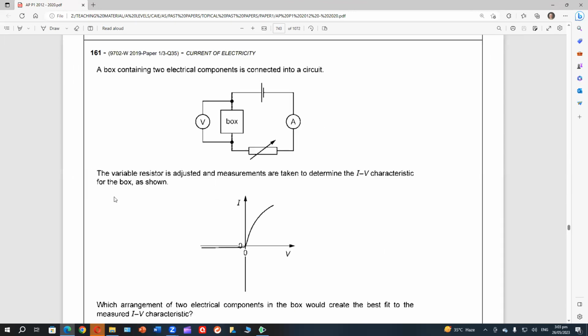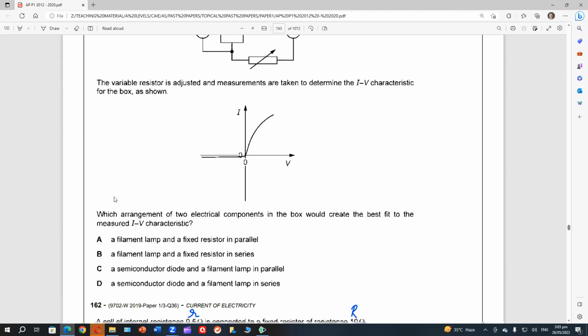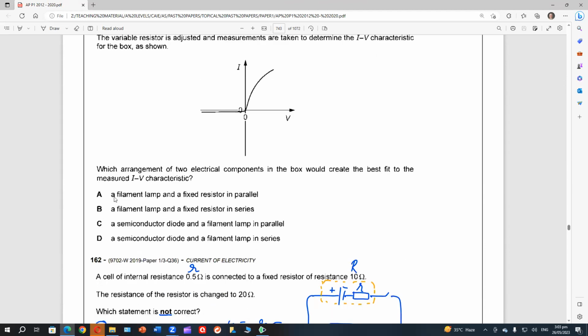The variable resistor is adjusted and measurements are taken to determine the IV characteristics for the box. Now, this looks to be a diode sketch. Which arrangement of the two electrical components in the box would create the best fit to the measured IV characteristic?